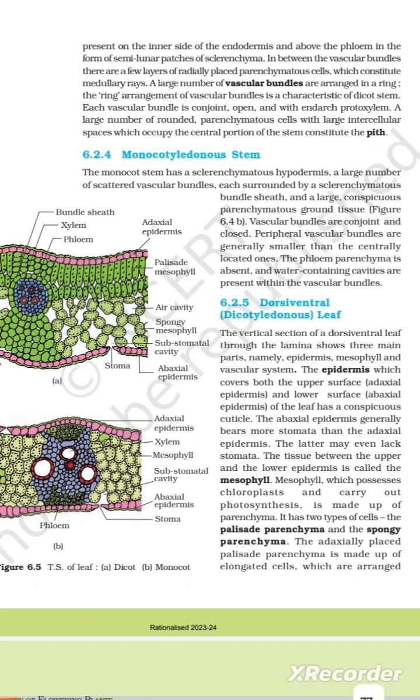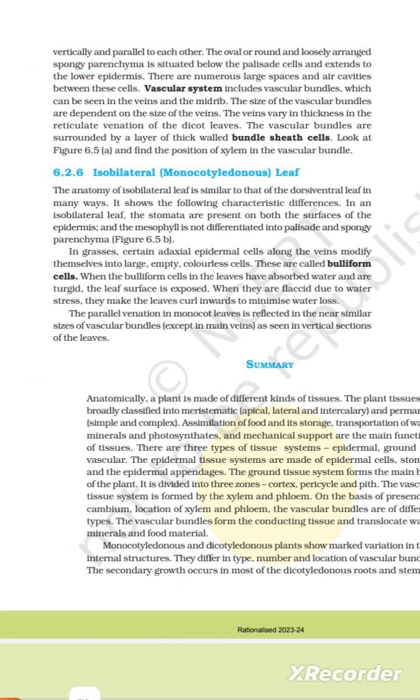The tissue between the upper and the lower epidermis is called mesophyll. Mesophyll, which possesses chloroplasts and carries out photosynthesis, is made up of parenchyma. It has two types of cells, the palisade parenchyma and the spongy parenchyma. The adaxially placed palisade parenchyma is made up of elongated cells which are arranged vertically and parallel to each other. The oval and round cells are loosely arranged, and spongy parenchyma is situated below the palisade cells and extends to the lower epidermis. There are numerous large spaces and air cavities between these cells.